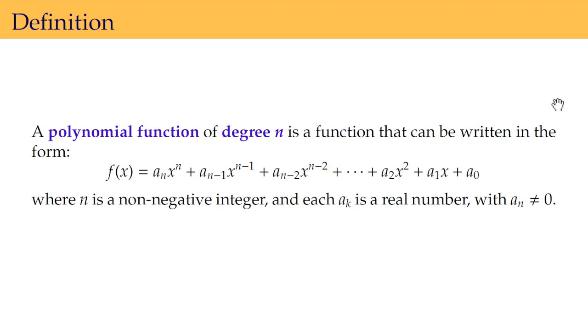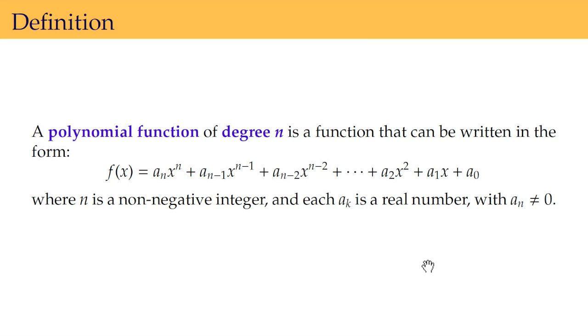So, a polynomial function of degree n is a function that can be written in the form f of x equals a sub n x to the n plus a sub n minus 1 x to the n minus 1 plus a sub n minus 2 x to the n minus 2 plus dot dot dot plus a sub 2 x squared plus a sub 1 x plus a sub 0, where n is a non-negative integer and each a sub k is a real number with a sub n not equal to 0.